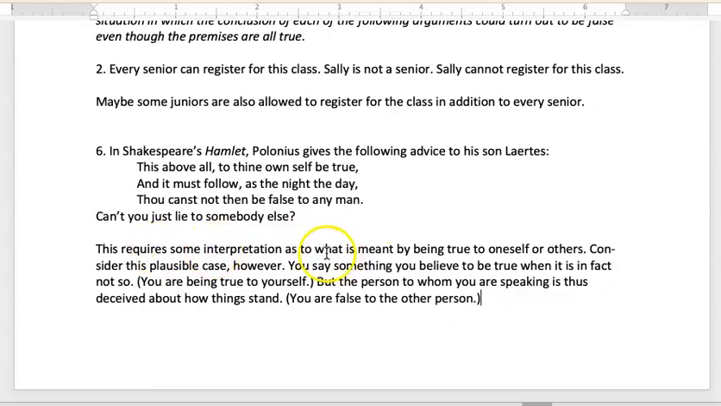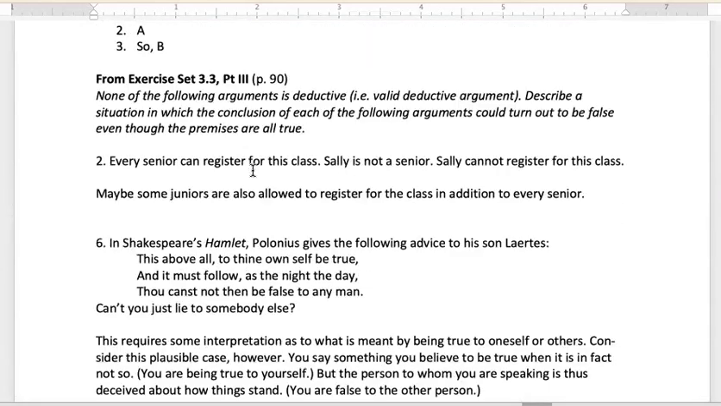So this requires some interpretation as to what it means to be true to oneself or others. Consider this plausible case, however. You say something you believe to be true, so you're being true to yourself, but it's not. So you're being true to yourself, but the person to whom you are speaking is thus deceived about how things stand, so you're false to another person. So they're interpreting be true to yourself basically as you would always say something true in front of yourself, but maybe you could say something you thought to be true. Anyway, the point is it seems like there's an exception to this rule. All right, I hope this helped answer any questions you have about this assignment.